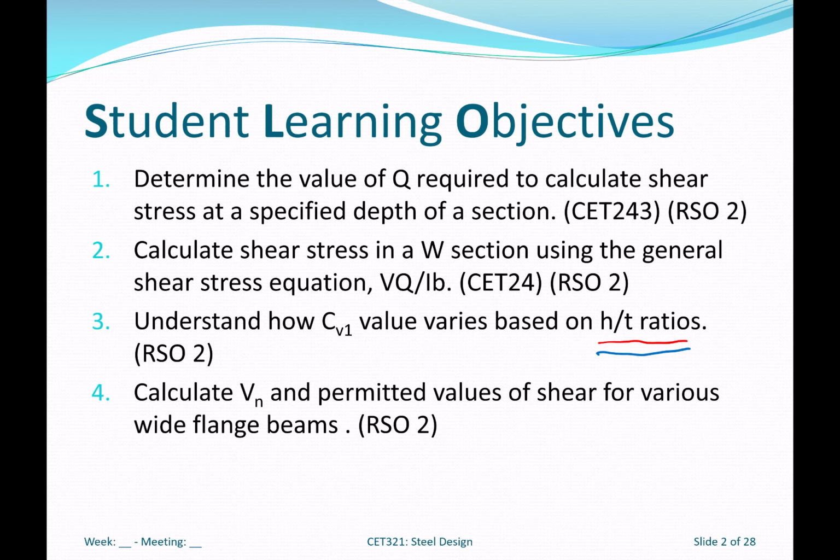Then V sub n becomes actually pretty straightforward for us. V sub n is going to be 0.6 Fy times D times TW. And again, this should be familiar. Area of the web. This is the way we talked about it in strength of materials also.